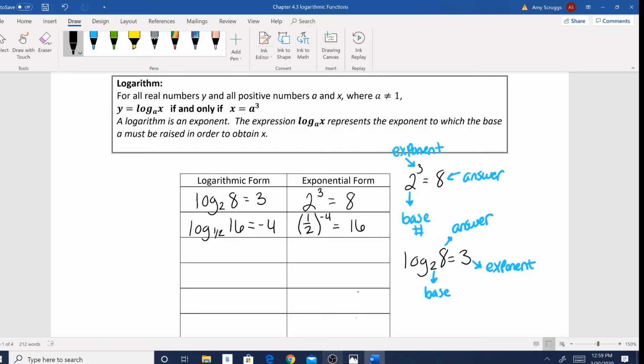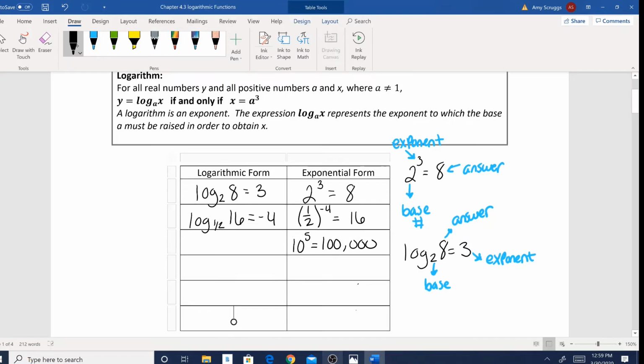Okay, let's go backwards now. Actually, no, I want to do one more. I'm going to do a bigger one here. What if I did 10 to the 5th power is equal to 100,000? If you wanted to go into logarithmic form, even if the number's large, you still do it the same way. So you would do log.